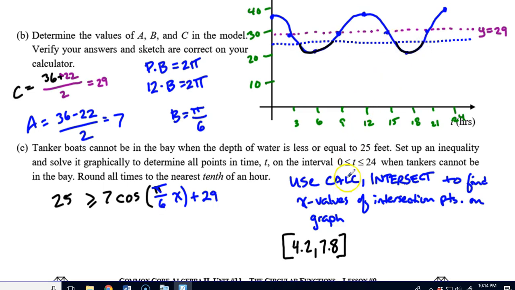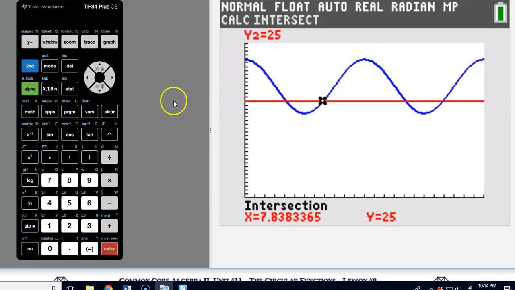Well, I'm going to go through the second calc intersect process one more time, but after I do that, I want you to have a little moment of, oh, and see if maybe we could have gotten these values over here without even the calculator. So let's check this out. One more time, I'm just going to go through this fast. Hopefully you'll do it on your own. Find those two values.